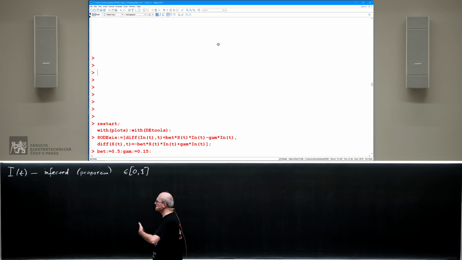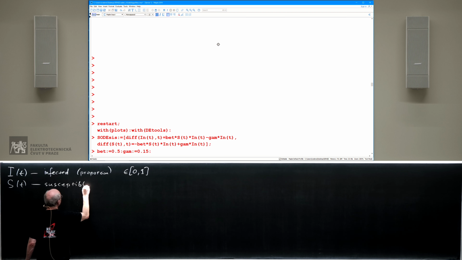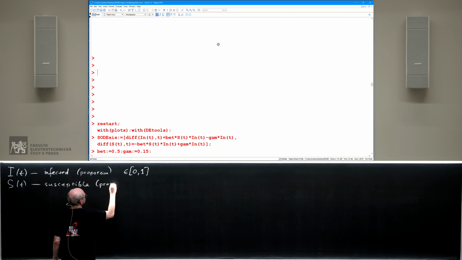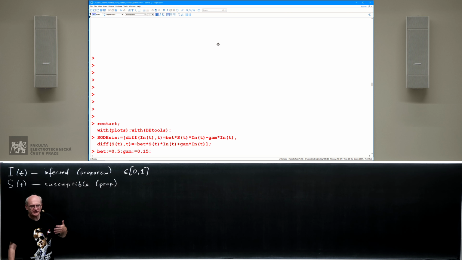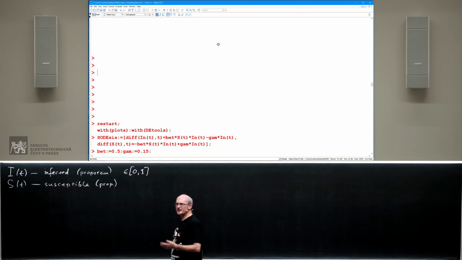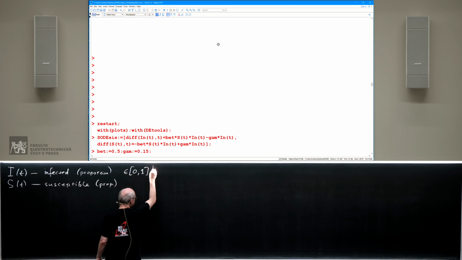Now, apart from infected people, you have to have also some people who are susceptible. Again, this is a proportion. And these are people who are not infected yet, they are not sick yet, they are healthy, and they are capable of contracting the disease. Okay? Now, the simplest model that you can think of is exactly based on these two groups.